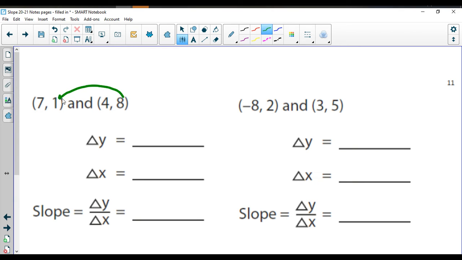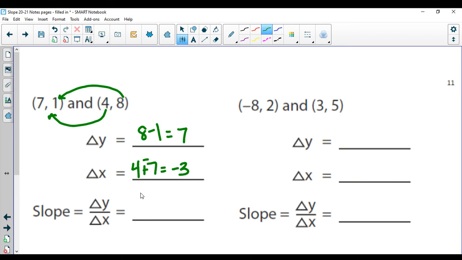I'm going to do 8 minus 1. And for the delta x, I have to stay on the same pattern, so I'm going to start here and do 4 minus 7. 8 minus 1 is 7. 4 minus 7, I'm going to add the opposite and get a -3. So when I compare my delta y to my delta x, I'm going to have 7 over a -3. Since we have one negative, our answer will stay negative, and I'm just going to pull that out front then.